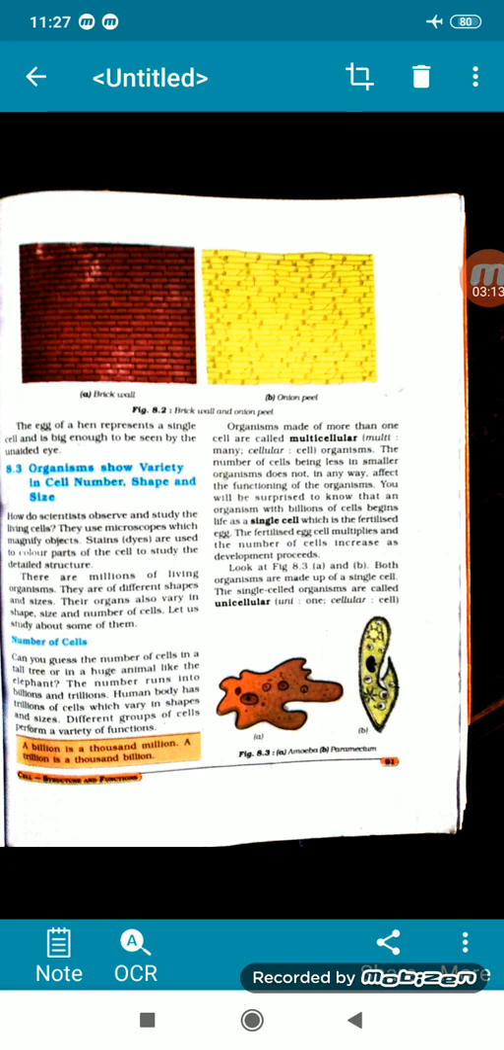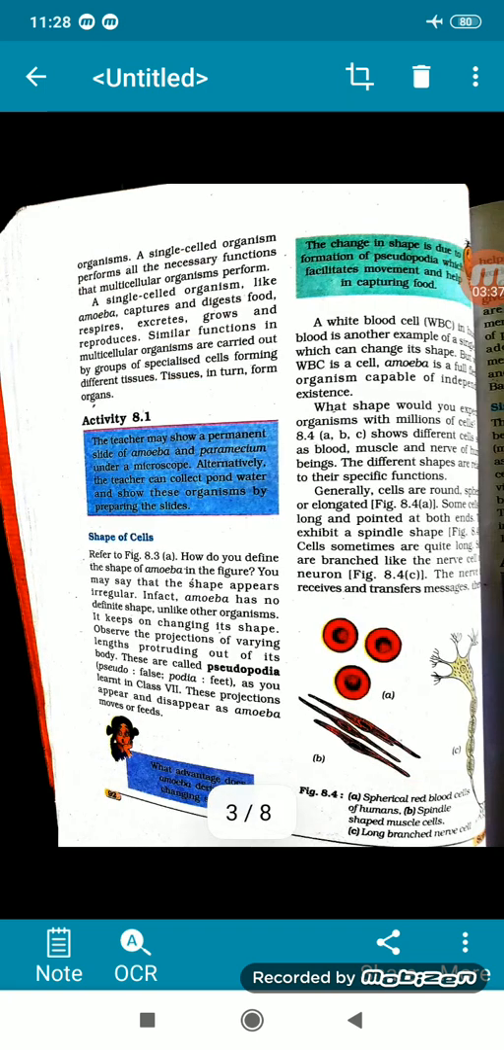You will be surprised to know that an organism with billions of cells begins life as a single cell, which is a fertilized egg. The fertilized egg cell multiplies and the number of cells increases as development proceeds. Look at the figure 8.3 A and B, amoeba and paramecium. The single-celled organisms are called unicellular. Please turn the page. Amoeba and paramecium are the examples.